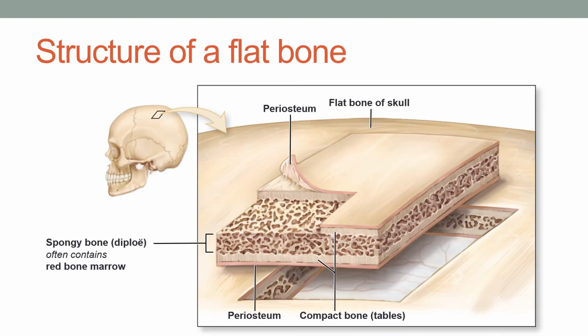Okay. Finally, flat bones have a different structure. They've got compact bone, what are called tables, on either side of the bone, and then they have a spongy bone area in the middle called a diploe. And that does contain red bone marrow in most adult flat bones. So if you're going to find red bone marrow in an adult, you have to look for their flat bones most of the time.